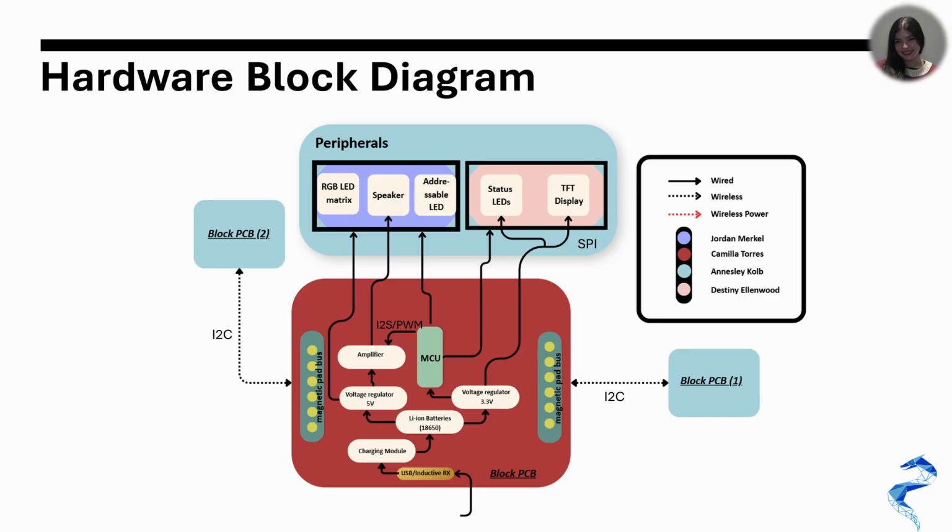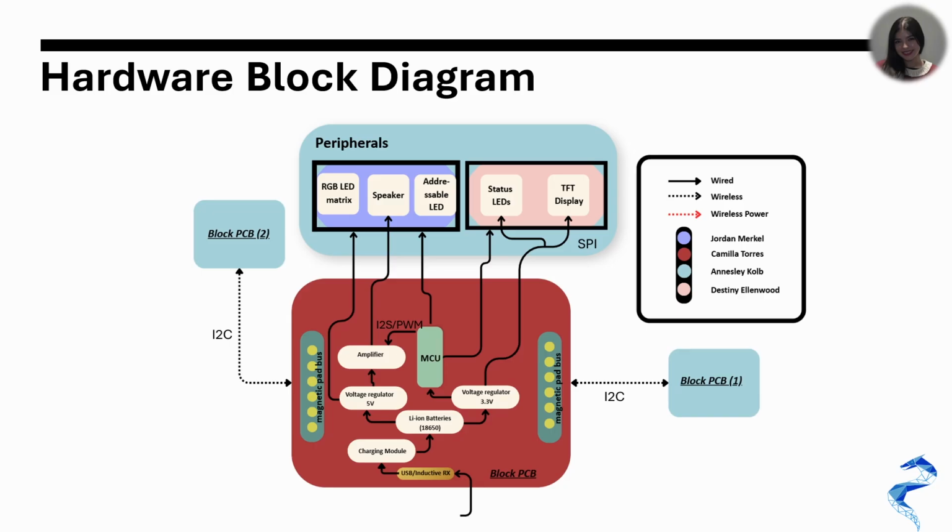One regulator provides 5 volts for higher current components like the amplifier, speaker, and addressable LED strip. The second regulator provides 3.3 volts for sensitive components like the microcontroller and the TFT display. At the center of the system is the MCU, which acts as the brain. It runs on 3.3 volts and controls the RGB LED matrix, addressable LEDs, TFT display, and sends audio signals to the amplifier. For audio, the amplifier boosts the MCU signals to drive the speaker. For visuals, the system controls multiple LEDs and the displays to provide feedback and system information.